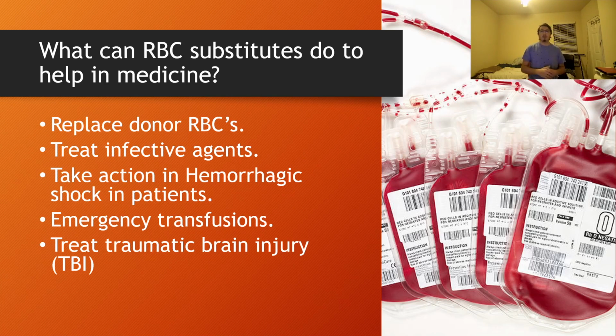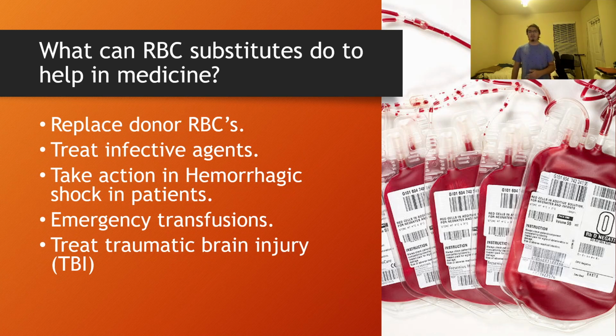They can replace donor RBCs. There are not a lot of RBCs everywhere, especially in smaller, poorer countries. They don't have enough supply. So what you could do is take the supply of red blood cells and produce even more for the substitutes.